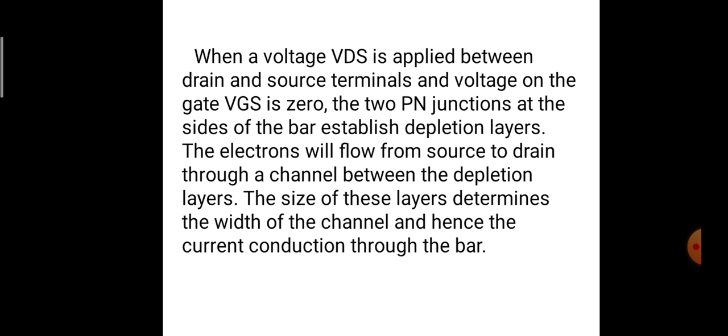When a voltage VDS is applied between drain and source terminals and voltage on the gate VGS is 0, the two PN junctions at the sides of the bar establish depletion layers. The electrons will flow from source to drain through a channel between the depletion layers. The size of these layers determines the width of the channel and hence current conduction through the bar.